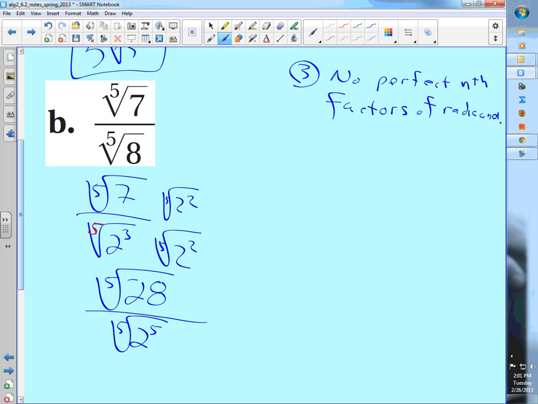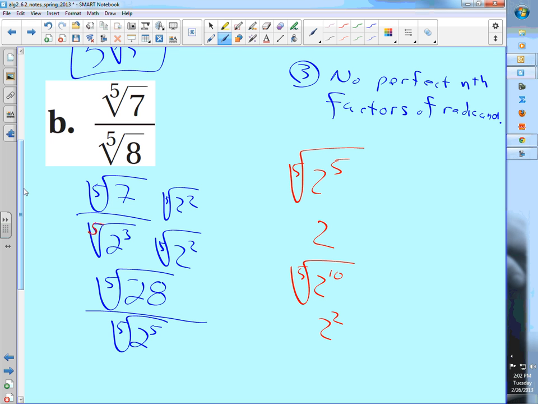Now, if you think about it, the fifth root of 2 to the fifth is 2. Okay? The fifth root of 2 to the 10th is 2 squared. And the fifth root of 2 to the 15th would be 2 cubed and so forth. No more radicals, right? It's just like when you did the square root of 9, that's 3. But the square root of 7, nothing we can do. All right? So we're looking at the fifth root of 8.